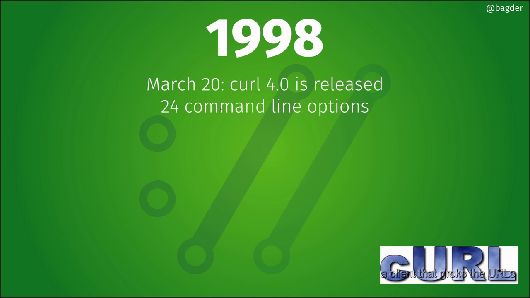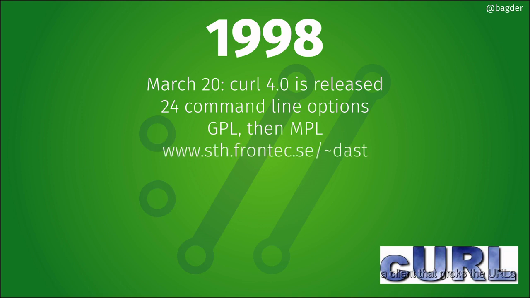And then at that point, there were 24 command line options. It worked with URLs already, because I figured that was a good interface for it. I initially released it as GPL, and then later that year I changed it to MPL, because I figured that was more in line with my thinking of licensing, really. Of course, that turned out later to not be very clever, but that's my initial thing. And I hosted this on my personal web page on my company website. I worked for the company called Frontec back then.